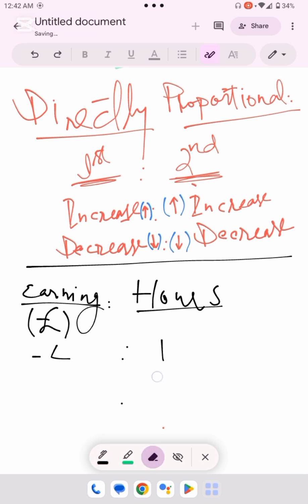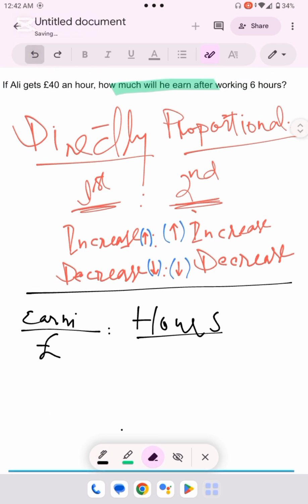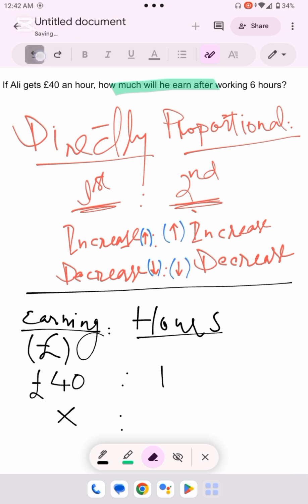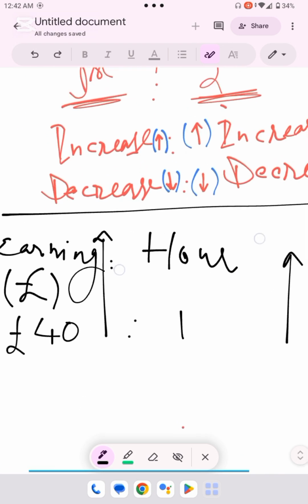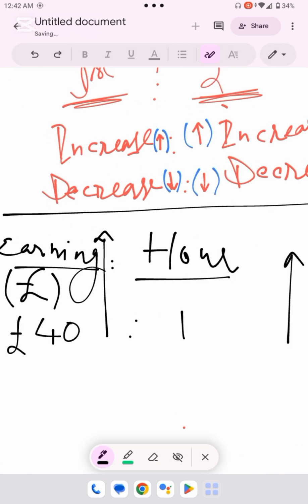Suppose there is no number. So what is the relation between earning and hours? That is the point. So for that you need to find out the relation. So the relation is, if he will work more hours, his earning would be more, and if he works less hours, his earning would be less. So the relation between earning and hours is directly proportional, there is x, and the hours are 6.